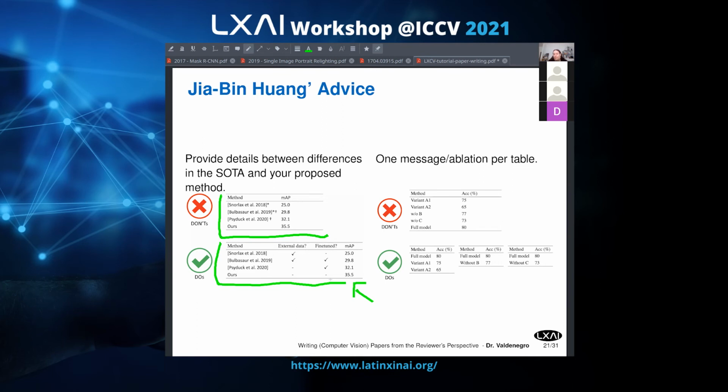So also you should have one message or ablation per table. You should not try to crowd the tables with all the results in one table. You can divide this into multiple tables, and you can even put them in multiple columns to use the same space. So definitely try to do something like this and not something like that. And of course, in the method, you should definitely try to describe and connect the differences between these methods to actually guide the reader.